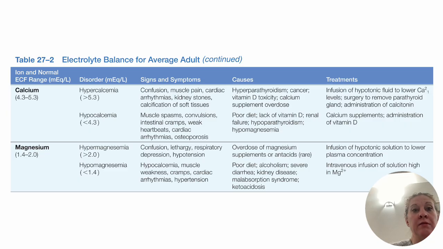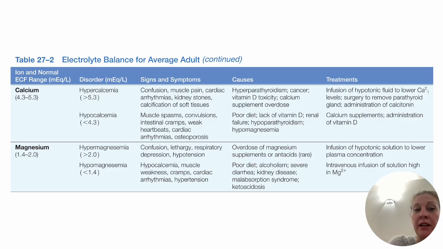Hypercalcemia leads to problems with muscles, as you can imagine, kidney stones, and other issues with our soft tissues actually calcifying, particularly in areas where you've had injuries. It's a problem. Causes can be things like hyperparathyroidism and cancer, or vitamin D toxicity, or maybe just too many supplements of calcium. In order to reduce that, we have to infuse hypotonic solutions that help to lower those calcium levels, or actually remove the parathyroid in case of parathyroid issues.